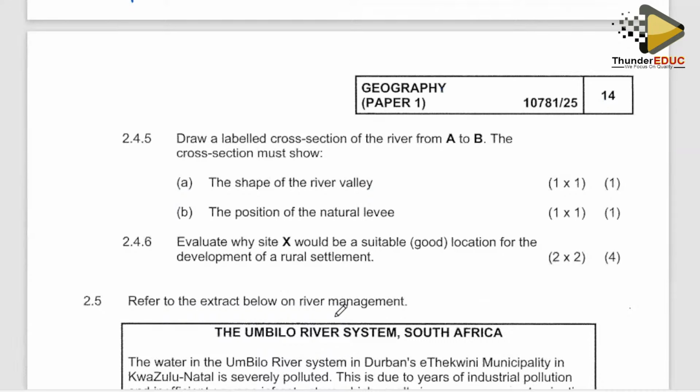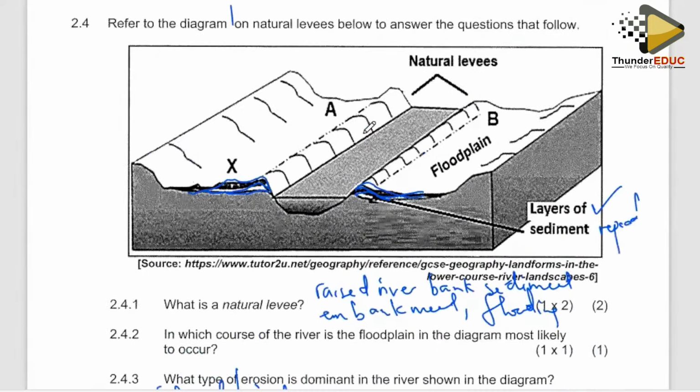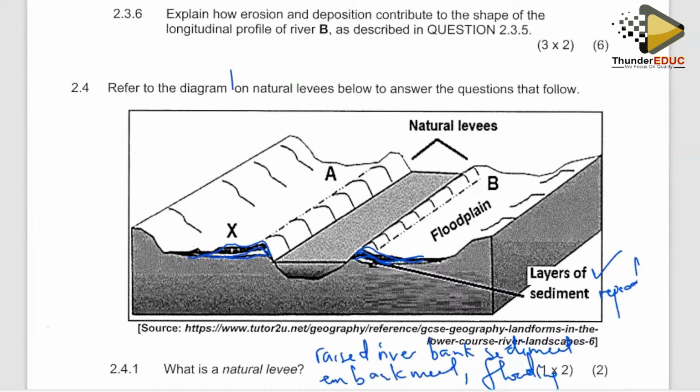Right, draw a labeled cross-section of the river from A to B. The cross-section must show the shape of the river valley and the position of the natural levees. This is just a simple question. If we check the shape here, the river channel is straight and it has a regular shape. And we want to look at the position of the levees, how we're going to position them. So in a simple drawing, we must just draw a river channel like this.